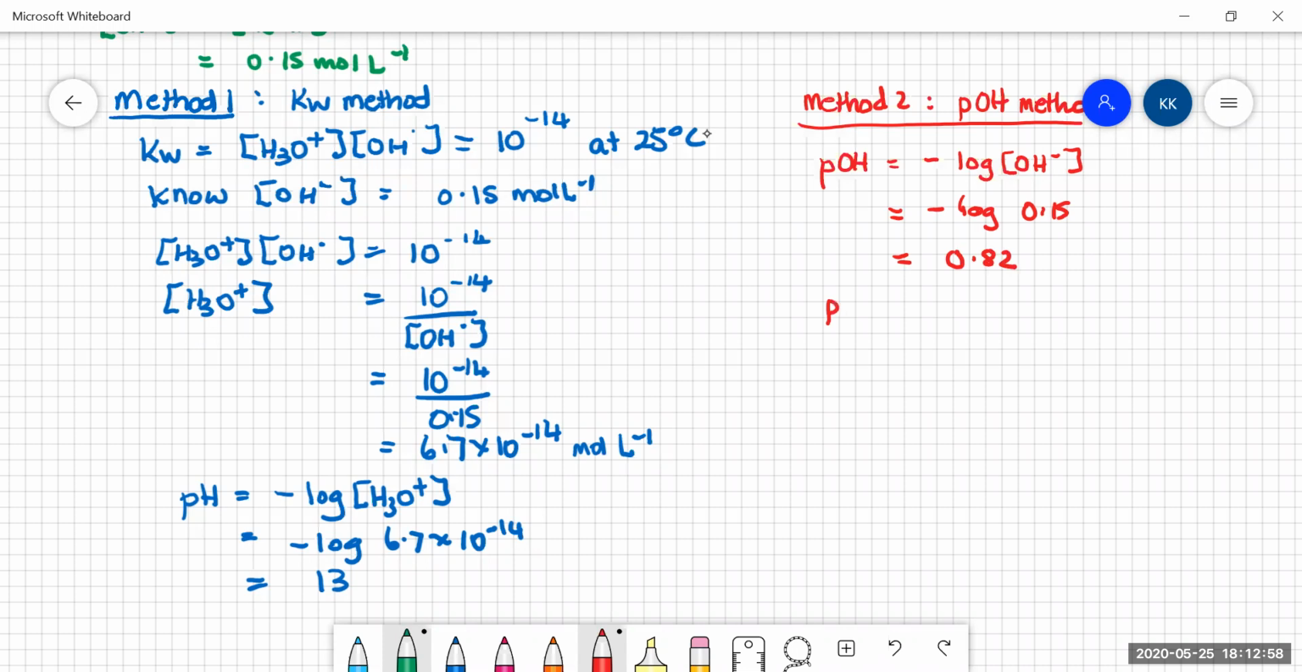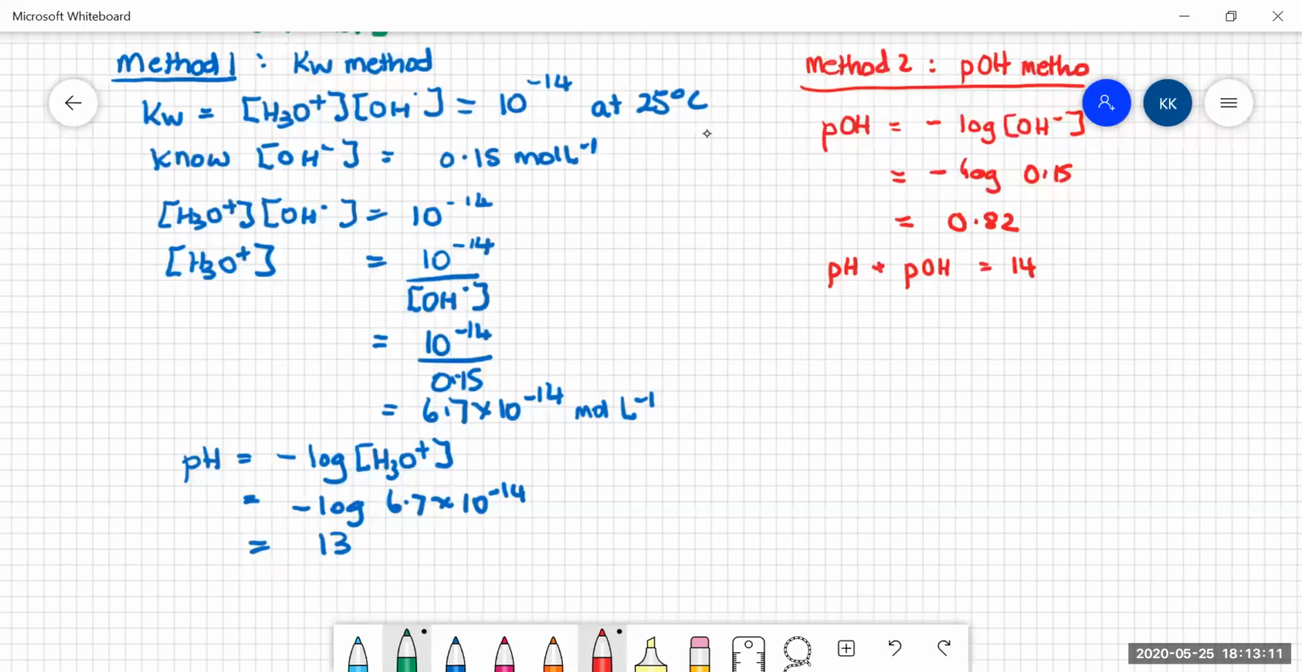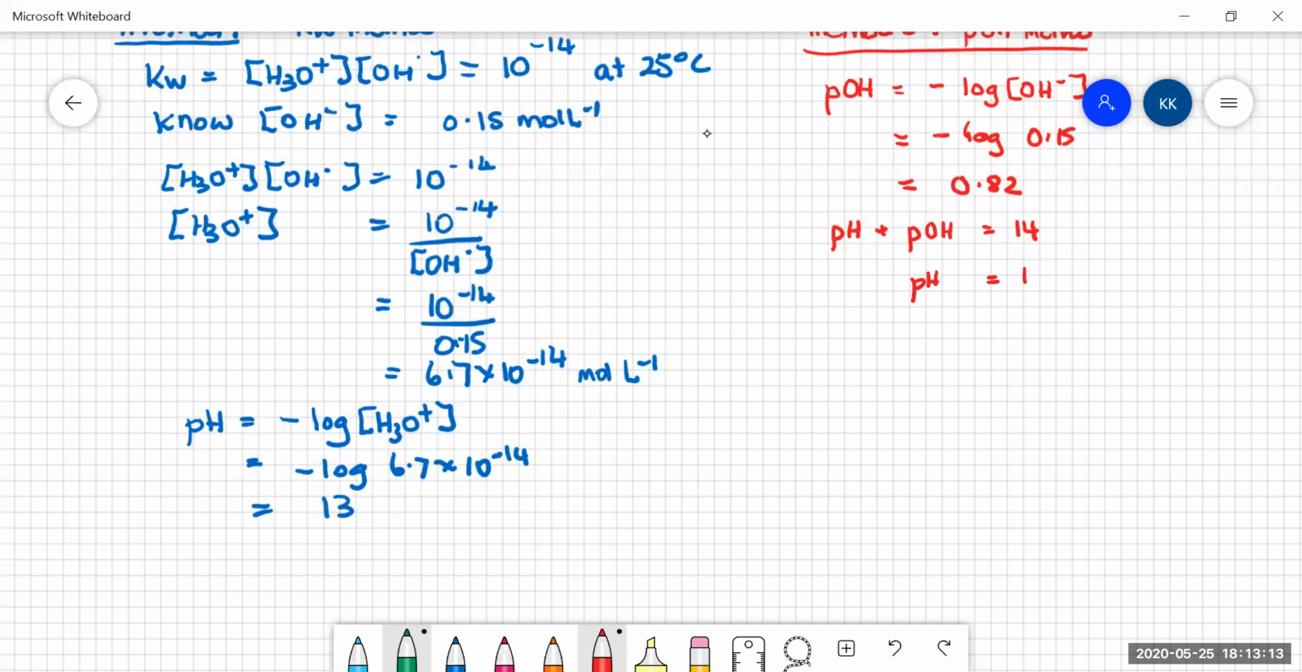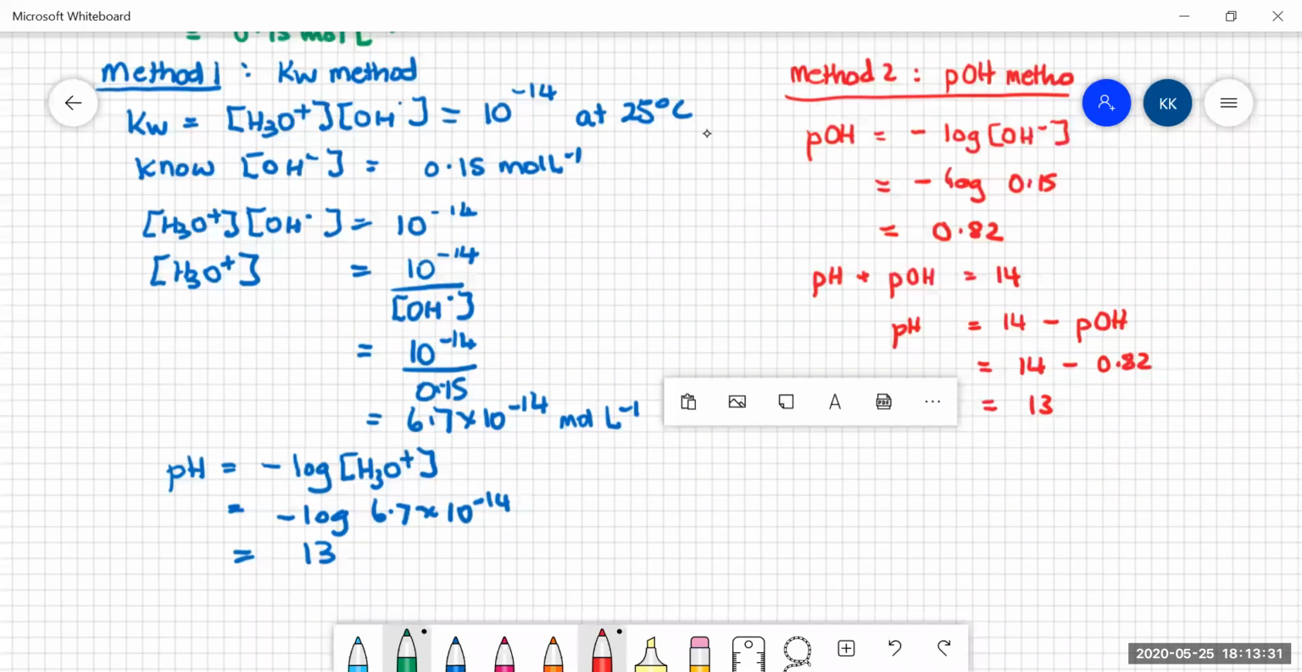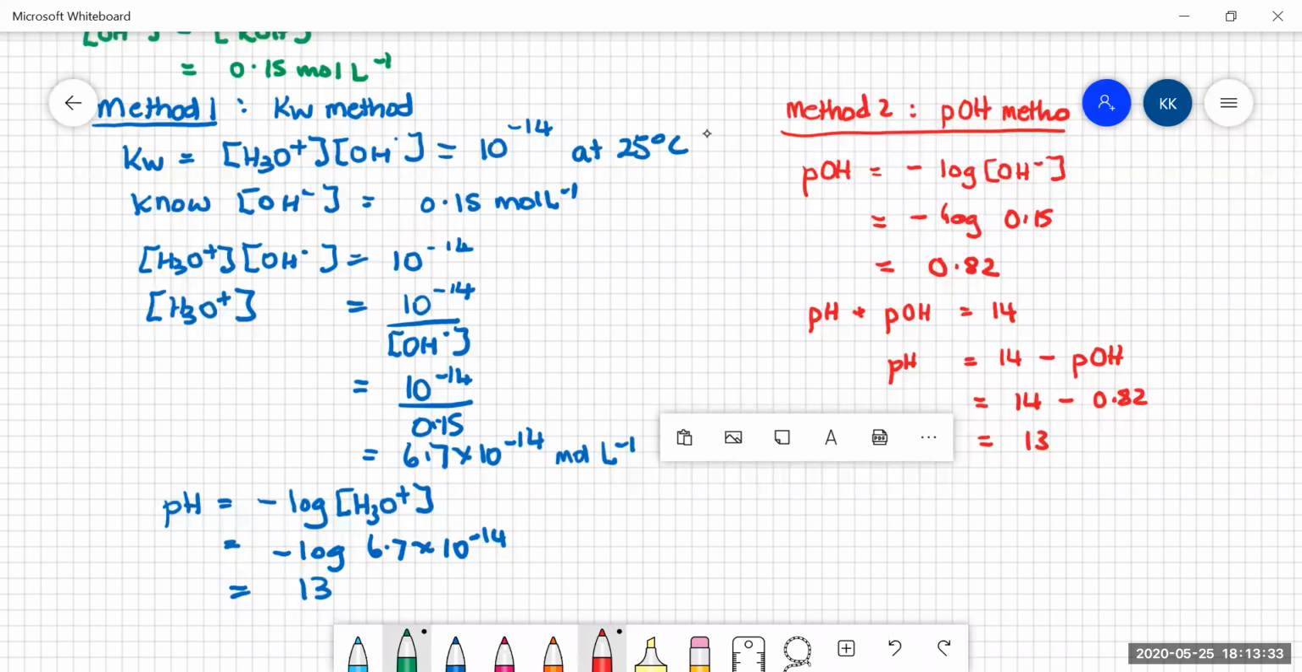Then we use the fact that pH plus pOH always adds up to 14, and we can derive that from Kw. But we'll just use this formula, and therefore pH is equal to 14 minus pOH. So 14 minus 0.82 using correct significant figures is going to give us 13 again. So it doesn't matter which of those methods you use, you're going to get the same answer. And that is how you do pH of strong bases.